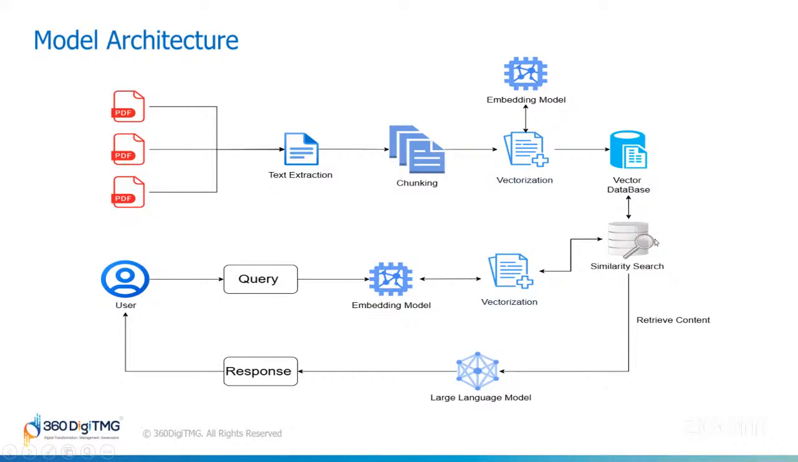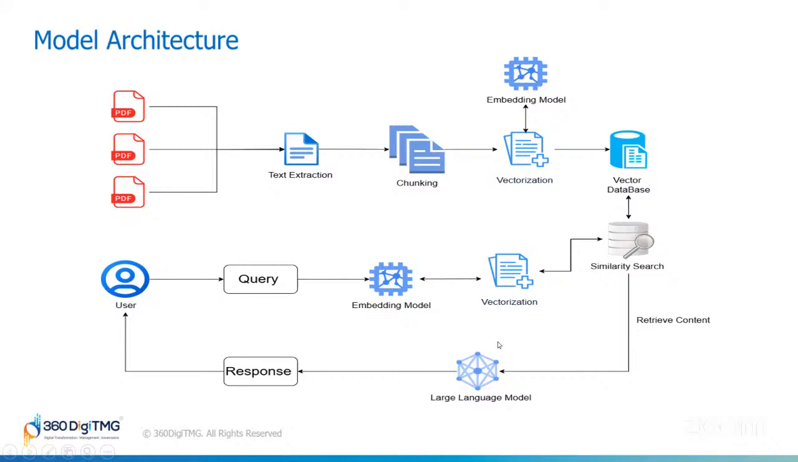For example, I am asking what is today's production. If I ask what is today's production, it will check the database. Production is my key factor, so it will check the vector database for production and today. Whatever related content is present in the vector database, it will retrieve and pass to the large language model.